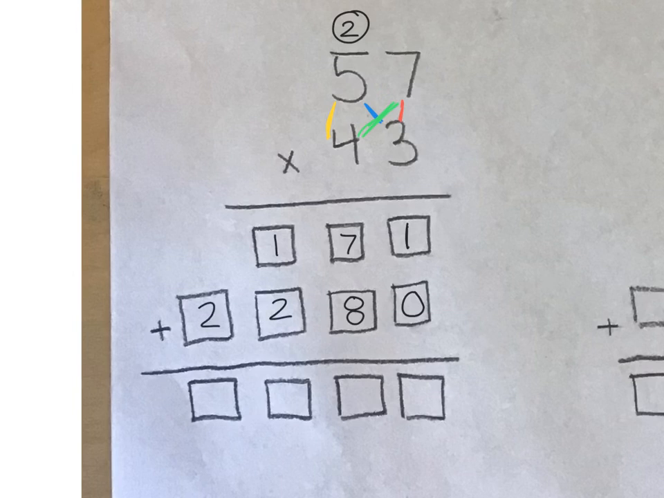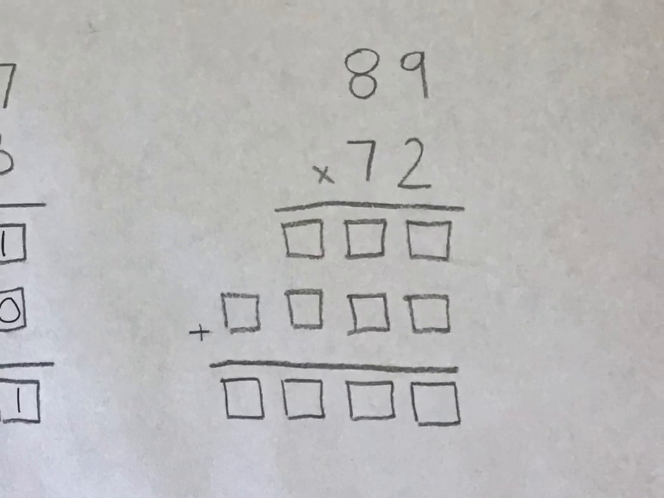Now I just need to add. 1 plus 0 is 1, 7 plus 8 is 15. I'm going to regroup the 1 there. 1 plus 2 is 3, and then 2 plus nothing is 2. So I get my answer of 2,451. So moving on to the last and the most challenging problem here, 89 times 72.